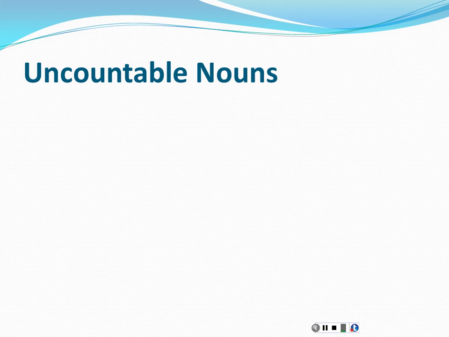Uncountable nouns. Countable and uncountable nouns. What does that mean? If we have a countable noun, اسم معدود واسم غير معدود. The countable nouns are like car. We can say one car, two cars, three cars, and so on. Like student, we have one student, two students, five students, 10 students, and so on. So those are countable nouns.